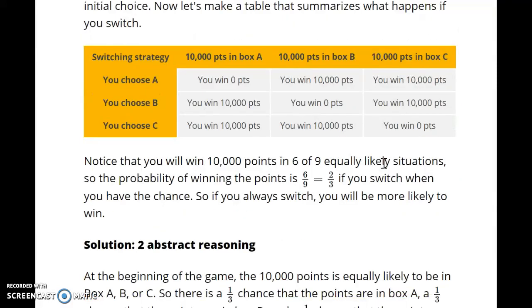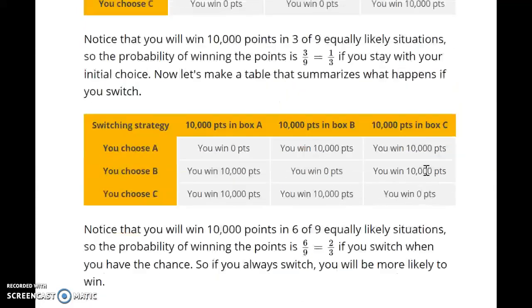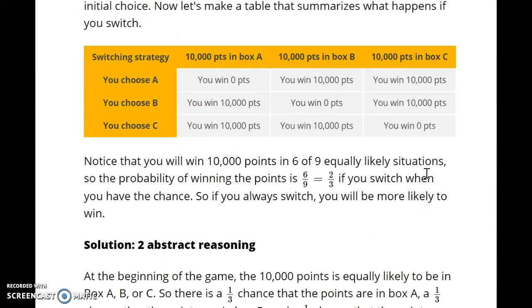Well, the possibilities with switching are a little bit better. Let's say I chose box B, but the 10,000 points is actually in box A. Well, I'm sitting at box B, and so the computer is going to open box C. And so if I switch, I still get my 10,000 points. I'm going to win.